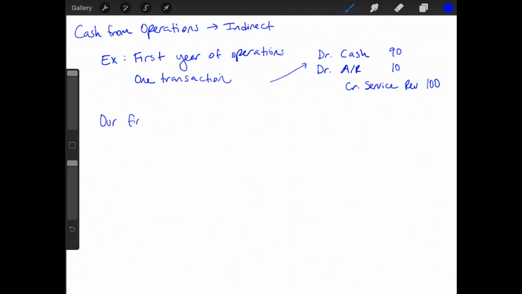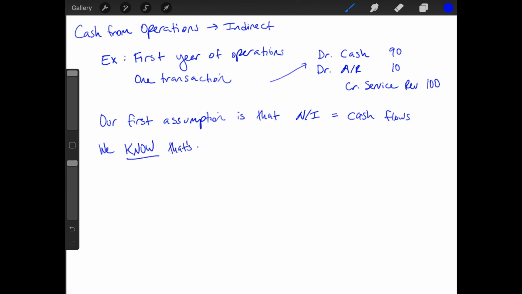Now, when we're solving for cash from operations using the indirect method, our very first baseline assumption is that our net income equals our cash flows. We make this assumption even though we know it's not true, so that we can have some type of starting point to begin with. And since we know that's not true, we're going to back out any non-cash items that relate to those revenue and expense calculations.